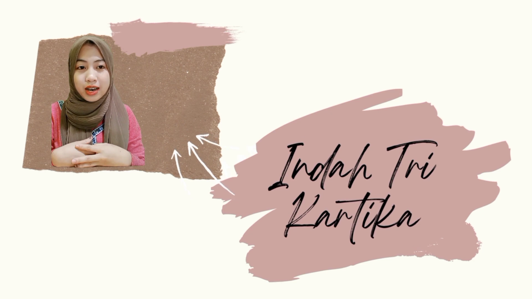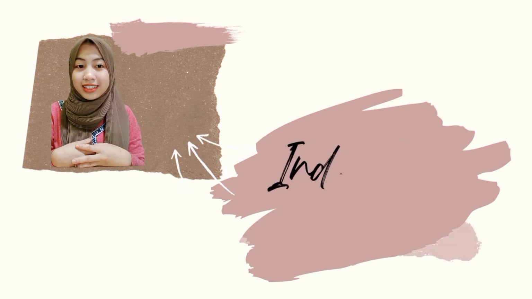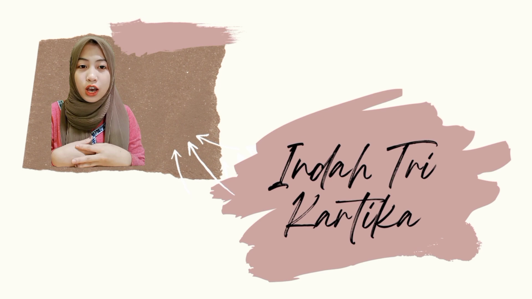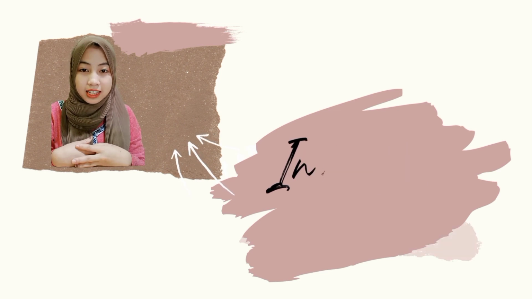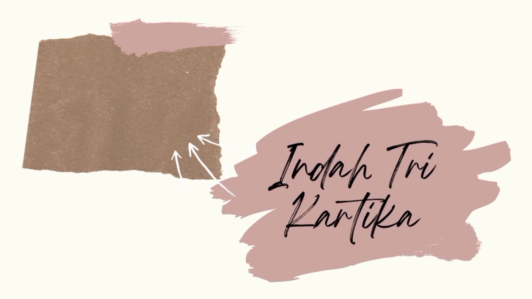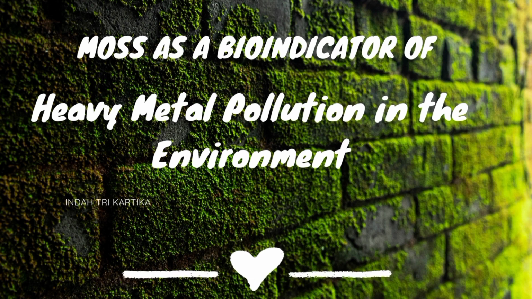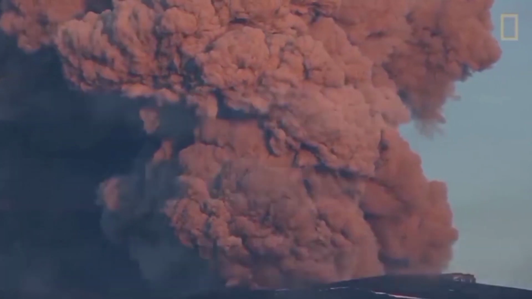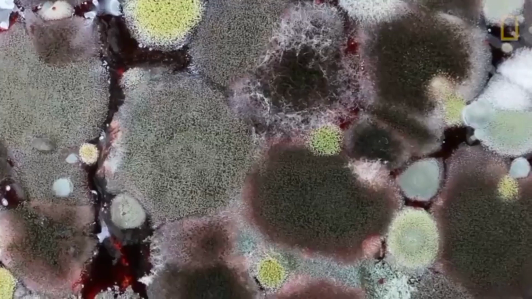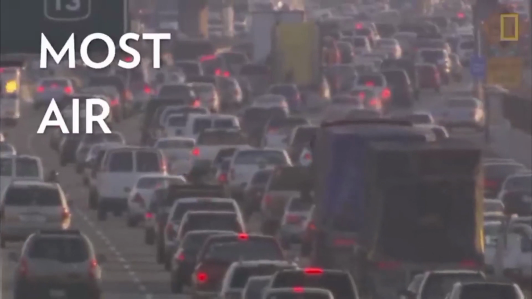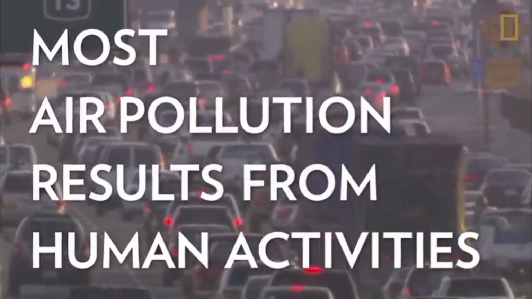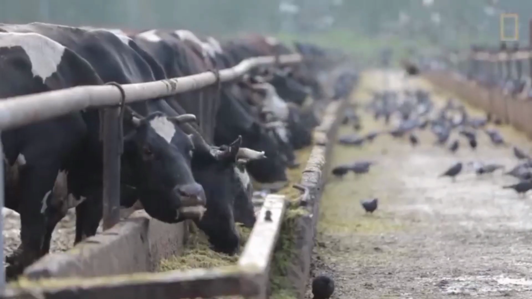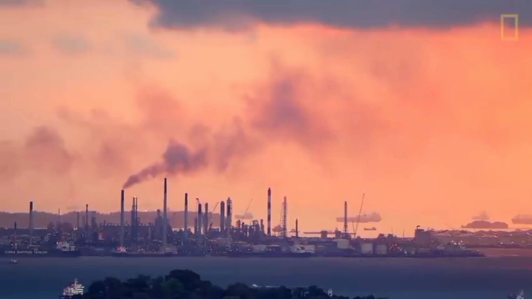I made this video about natural indicators to detect the presence of hazardous metals in the environment. How does it work? I made this video with the title Moss as a bioindicator of heavy metal pollution in the environment. Some environmental pollution comes from nature, and most of it comes from human activities: transportation, mining, agriculture, industry and factories, and others.